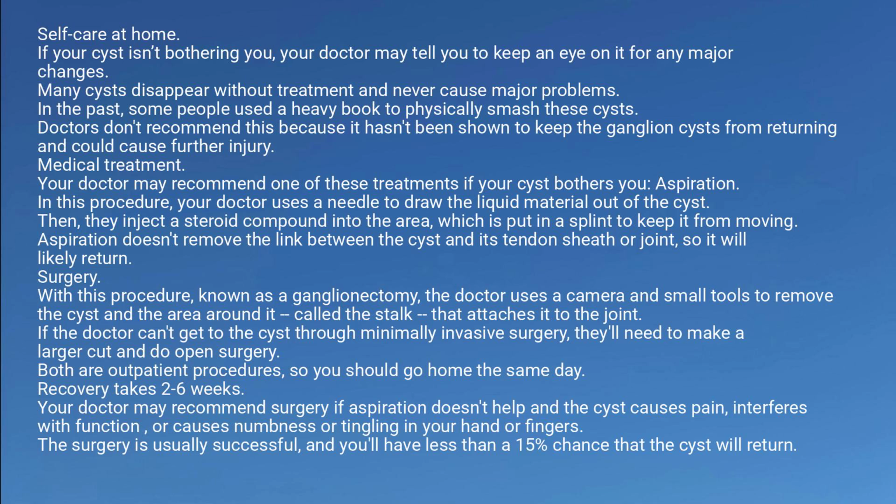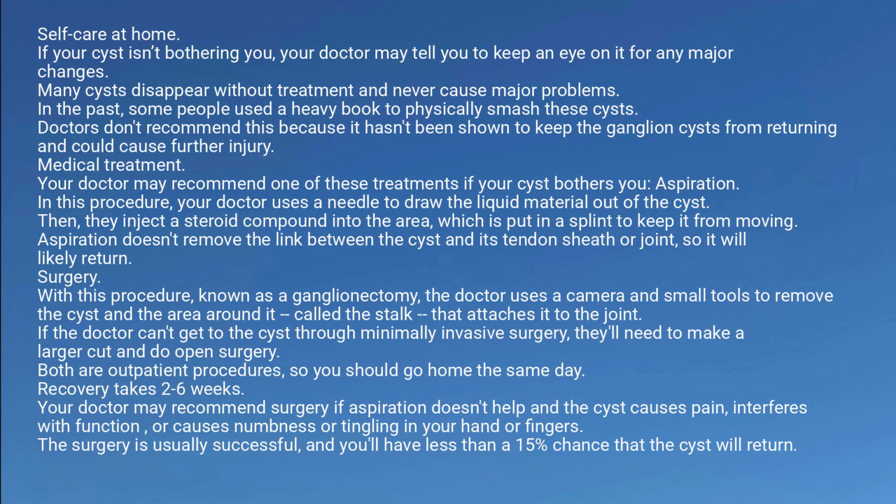Aspiration. In this procedure, your doctor uses a needle to draw the liquid material out of the cyst. Then, they inject a steroid compound into the area, which is put in a splint to keep it from moving. Aspiration doesn't remove the link between the cyst and its tendon sheath or joint, so it will likely return.